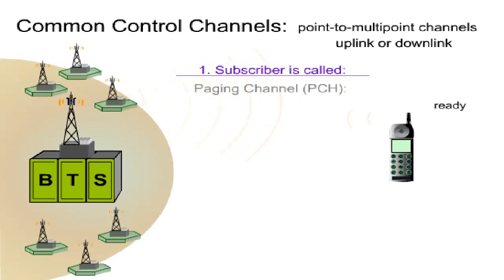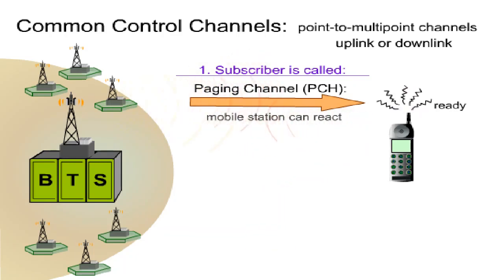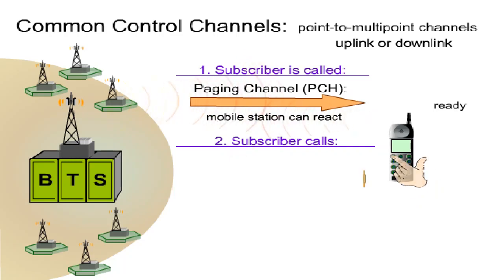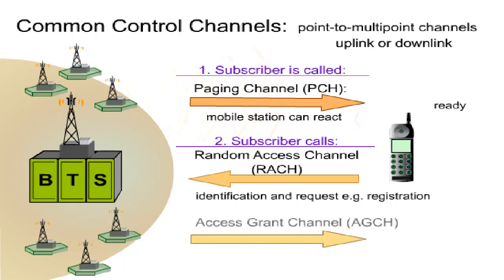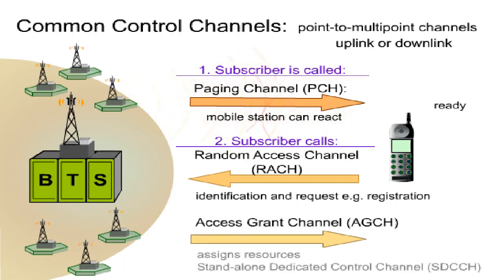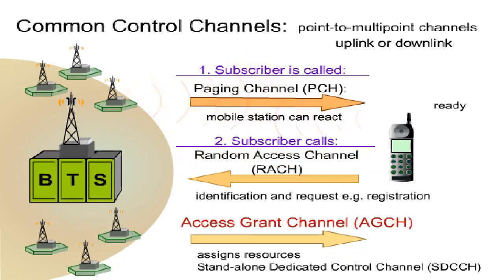When a subscriber is called, the paging channel, PCH, is broadcast in the downlink by all base stations within a location area, so that the mobile station concerned can react. To initiate a call, the mobile station sends out a random access channel, RACH, which carries its identification and request, for example, for registration to the network. This channel only exists in the uplink. In return, the network sends the access grant channel, AGCH, in the downlink direction to assign resources to the mobile station by granting it a stand-alone dedicated control channel, SDCCH. The PCH, RACH and AGCH form the group of the common control channels belonging also to the common channels.